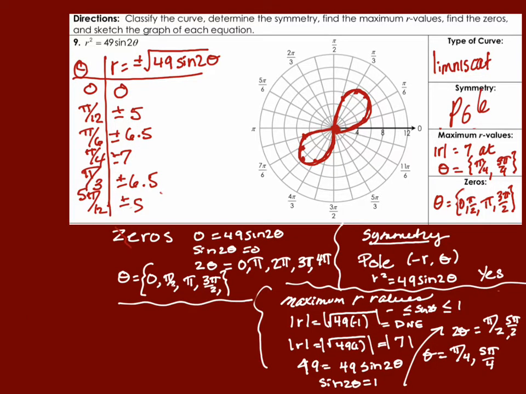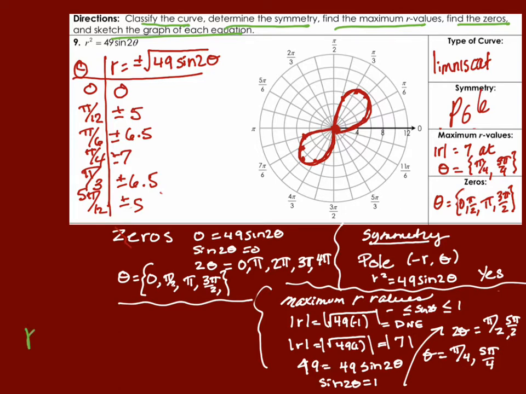Number 9 in the homework starts with classifying a curve. What kind, lemniscate or limaçon or whatever? Determine the symmetry, find the maximum r values, find the zeros, and then sketch it. So we've got quite a lot to do for each of these. So we start out with the type of curve.